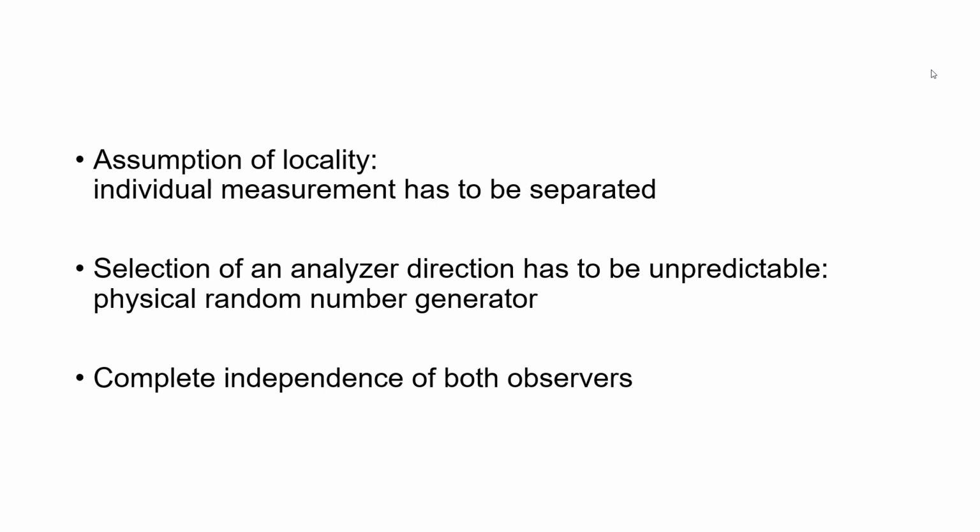Selection of an analyzer direction has to be completely unpredictable, which requires a physical random number generator. Furthermore, to achieve complete independence of both observers, the individual events should be registered on both sides independently and compared only after the measurements are finished.